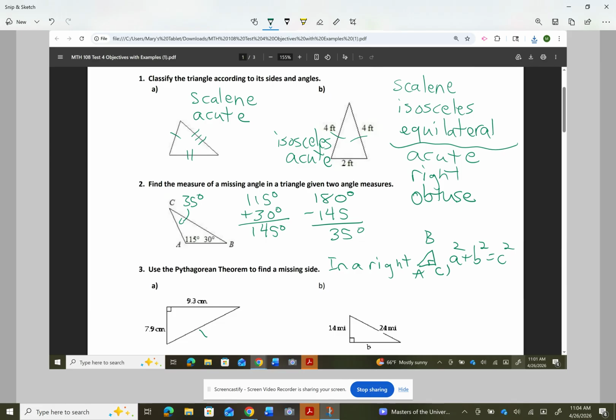So on this one, if I want to know this missing side on triangle A, that's the hypotenuse. So what I would set up is that 7.9 squared plus the 9.3 squared would have to equal the x squared. So the x squared would equal the 7.9 squared plus 9.3 squared. Okay. Sometimes I just like to do it. I think I'll show you how to do it in one step. All right, so we know that x squared equals the 7.9 squared plus the 9.3 squared.